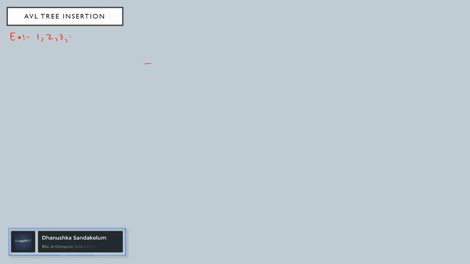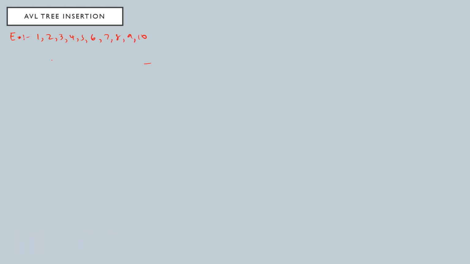Okay, so AVL tree insertions. Let me discuss this topic by using an example so it will be easier to understand. Let's say we have a data set something like, maybe 1 2 3 4 5 6 7 8 9 10. So how do we insert these data into AVL trees?